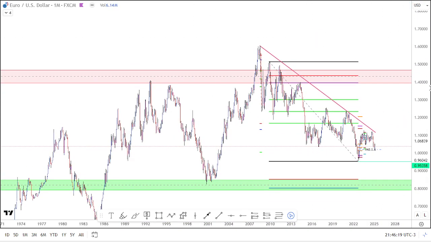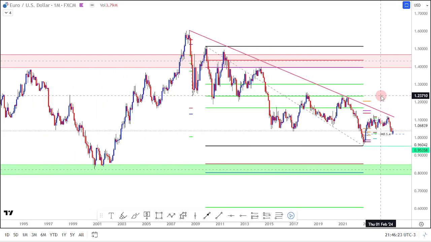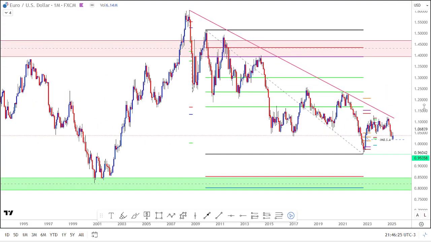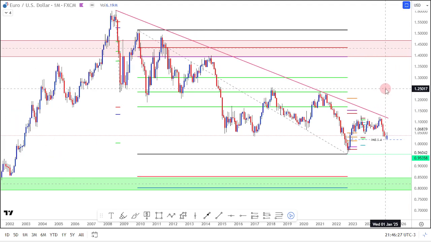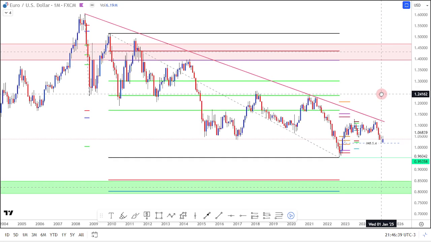So let's not forget, guys, like I always say, there are the monthly support and resistance bands in the forex market. Other markets do not have it, like the bonds, the indices, the cryptos, gold, the rest. They don't have monthly bands, right? Stocks, they don't have monthly bands. But only the forex market has monthly bands.